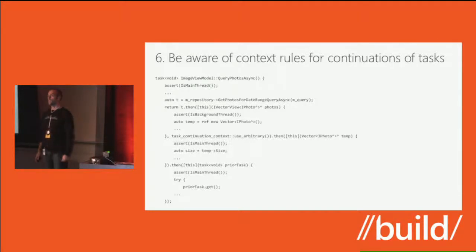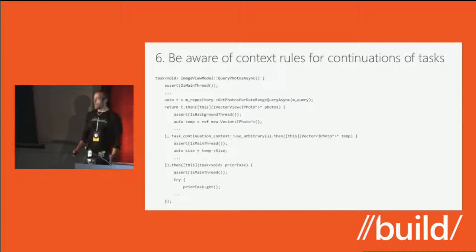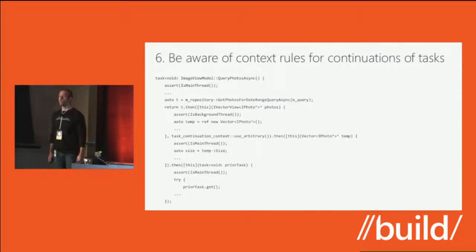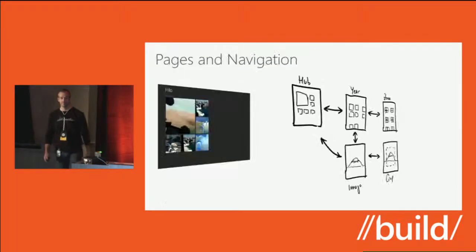And we use those assert statements everywhere because this one killed us. When you run things on the main thread, it became very slow. The app was slow. We couldn't figure out why. Well, that's because we didn't understand the context rules. And once we understood the context rules, we could assert all the things that we knew were true, and then the app ran much, much faster.